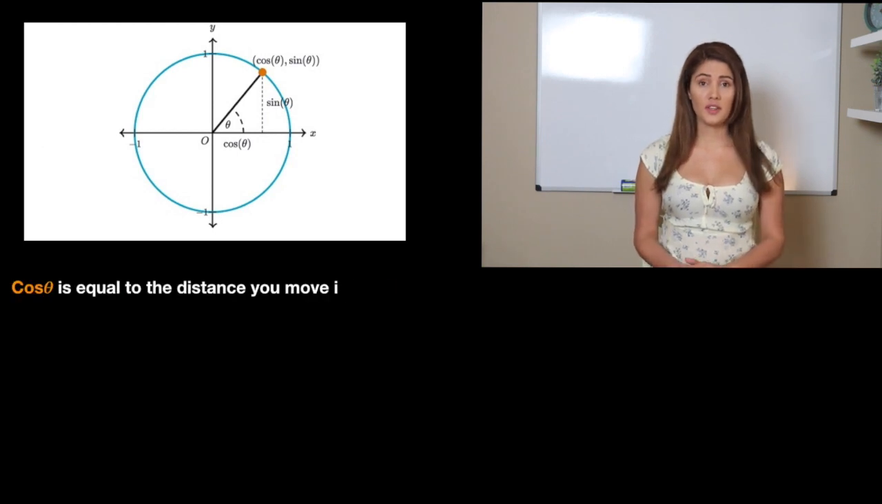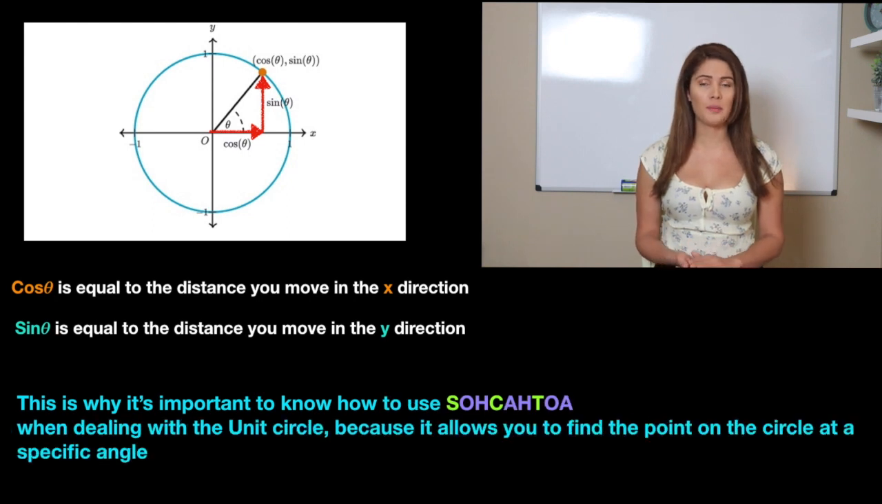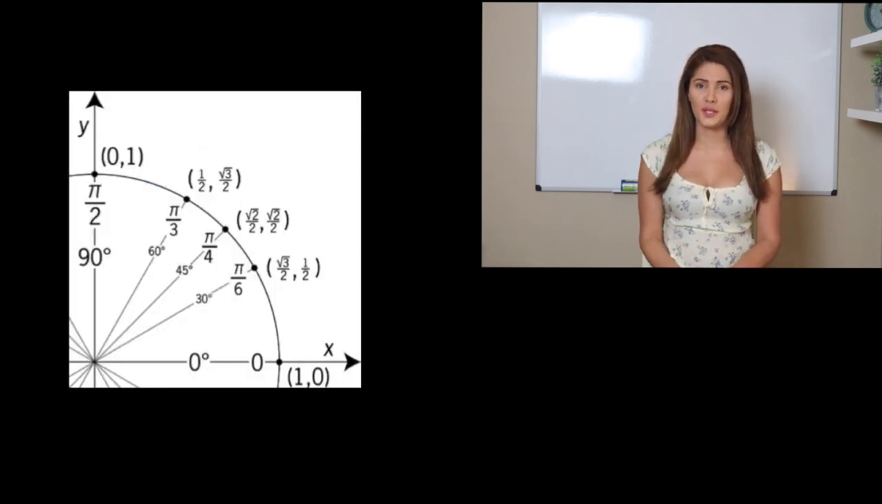Cosine theta is equal to the distance you move in the x direction, and sine theta is equal to the distance you move in the y direction. This is why it's important to know how to use SOHCAHTOA, because we use it in trying to find the point on the circle at that specific angle. So how do we use SOHCAHTOA?